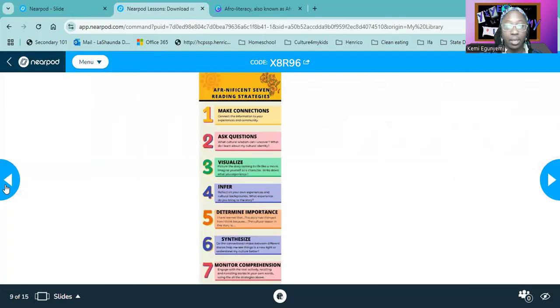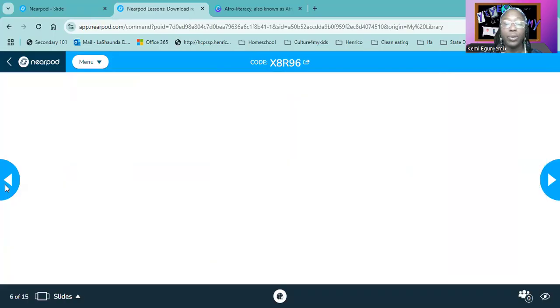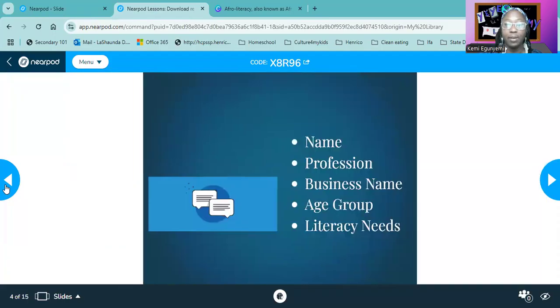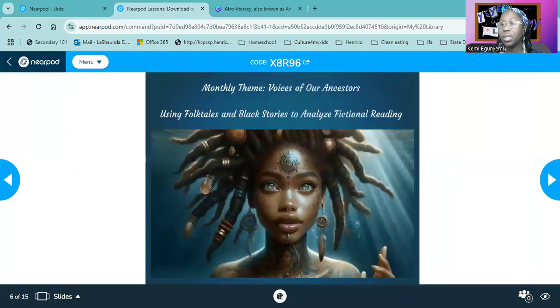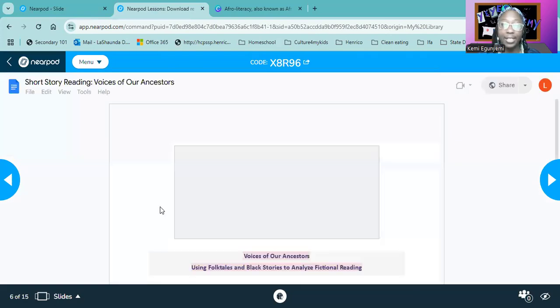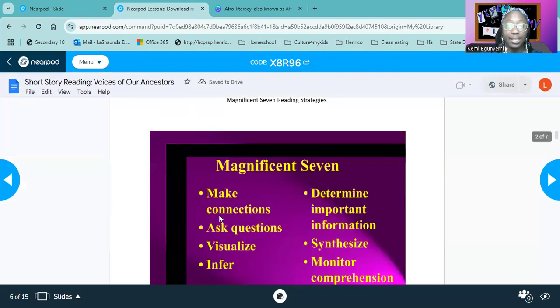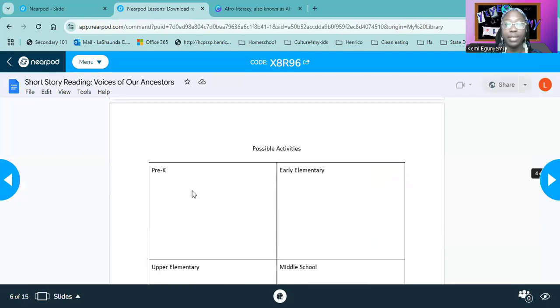Let me try to go back where you can type in some of the activities that you would like to use. And so under the Magnificent Seven, here we go.